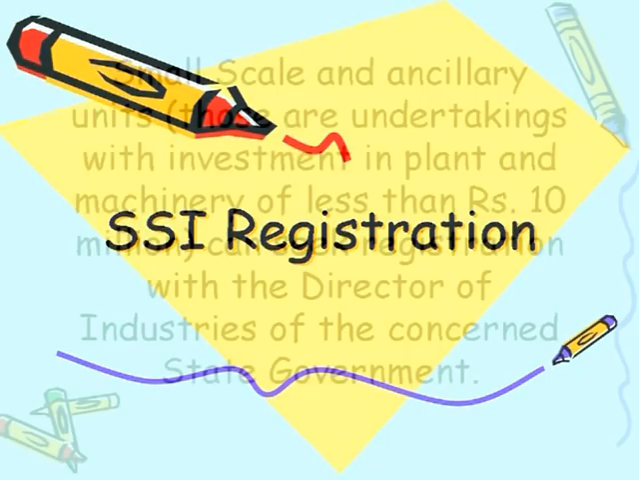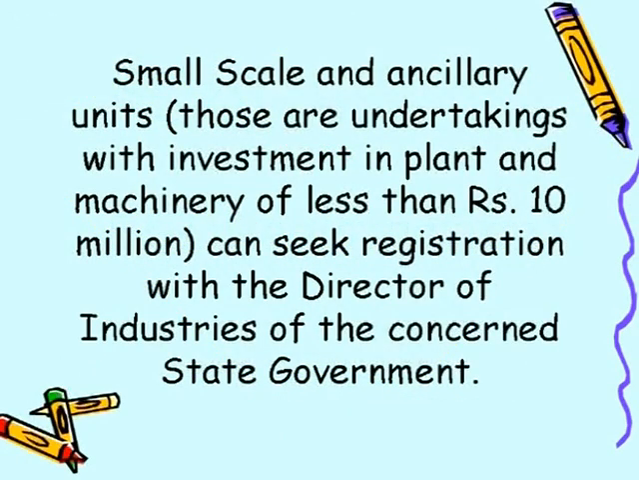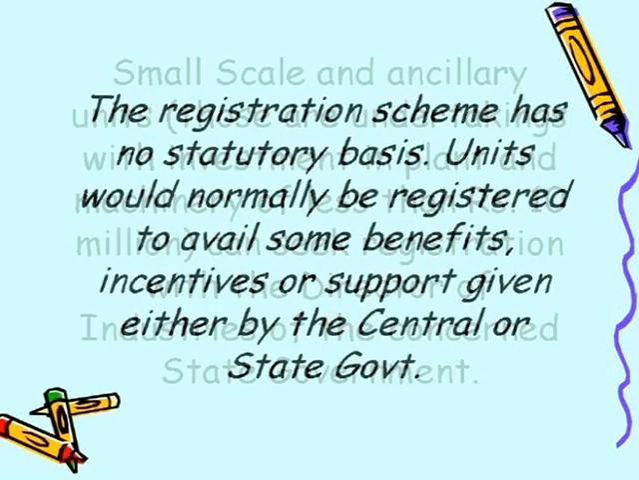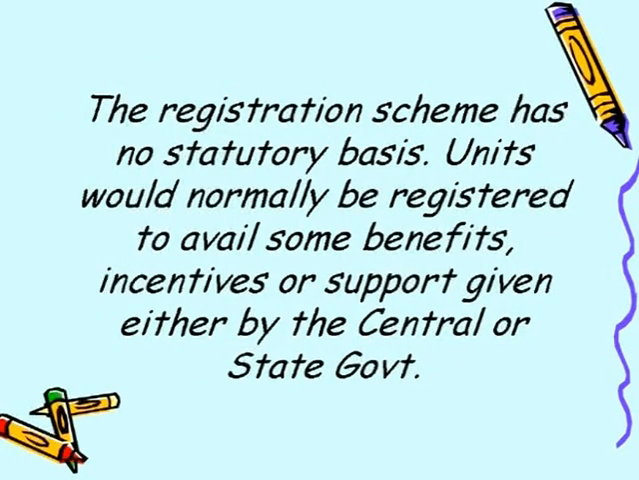SSI registration. Small scale and ancillary units, those undertaking with investment in plant and machinery of less than 10 million, can seek registration with the Director of Industries of the concerned state government. The registration scheme has no statutory basis. Units would normally be registered to avail some benefits, incentives, or support given either by central or state government.